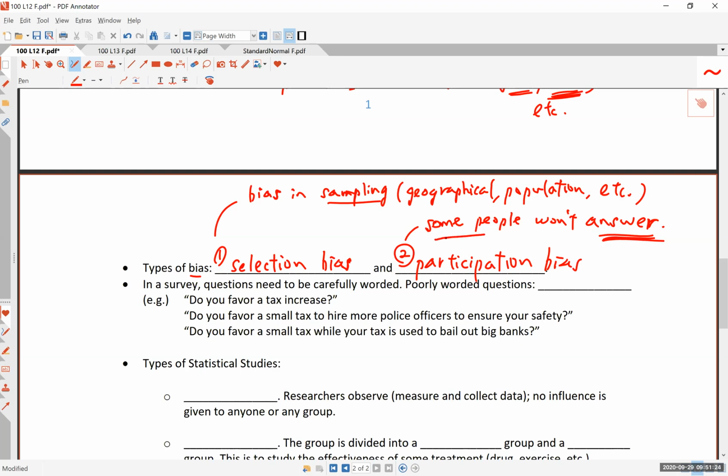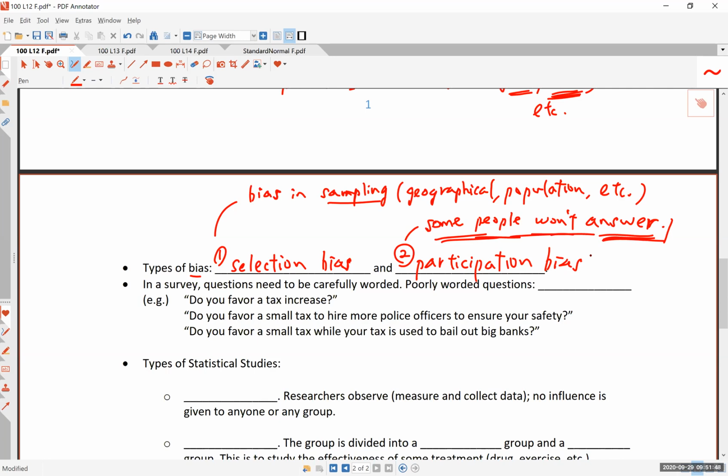And so the machine can pick random numbers, and you call them, and people actually pick up the phone and answer these surveys. That was good. That is hardly ever done anymore because most people just wouldn't pick up the phone. And of course you can understand why. So that would be a participation bias.